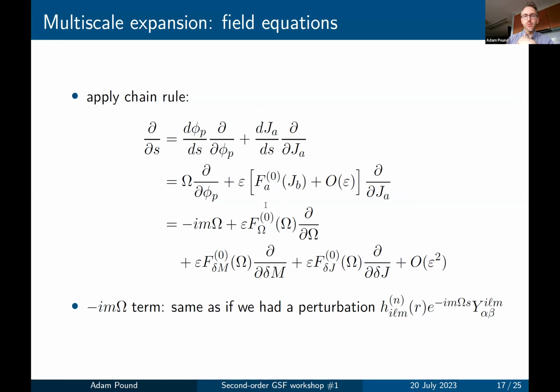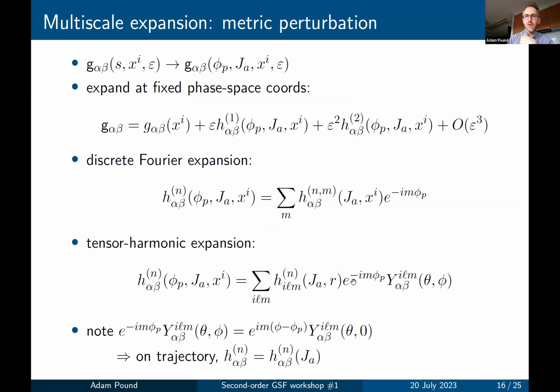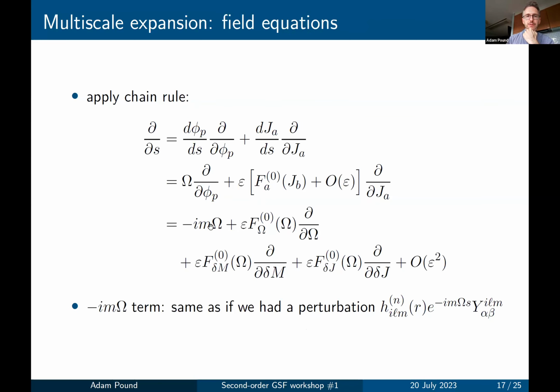Now, when we act on individual modes, this phi p derivative just brings down a minus i m. We've already got an omega, so now what we have is minus i m omega. Then we have plus all these small corrections that are proportional to derivatives with respect to the parameters of the system: with respect to orbital frequency, with respect to black hole mass, with respect to black hole spin. These two are not especially interesting because the first order perturbations that are proportional to delta M and delta J are very simple analytical functions, so we can just evaluate these derivatives straightforwardly.